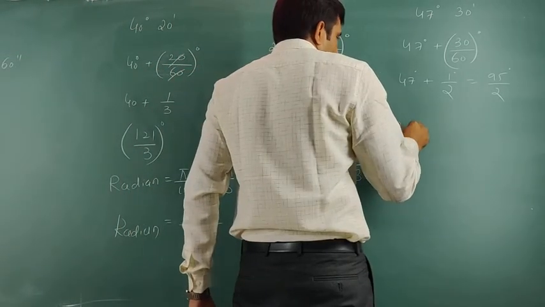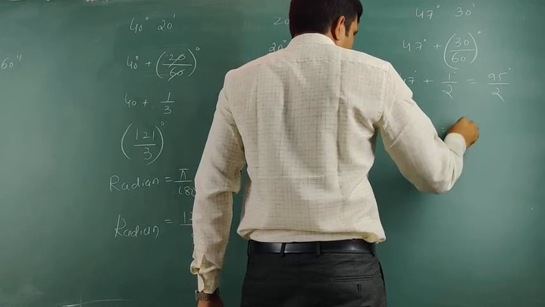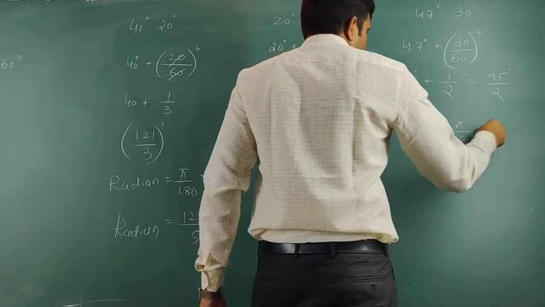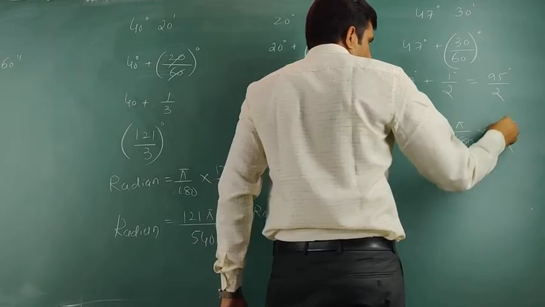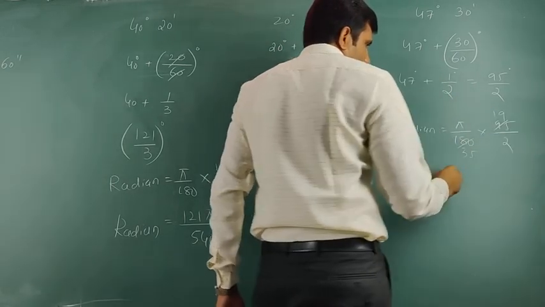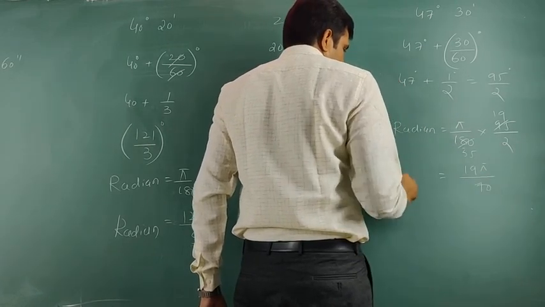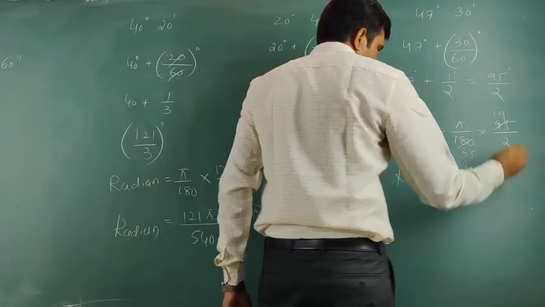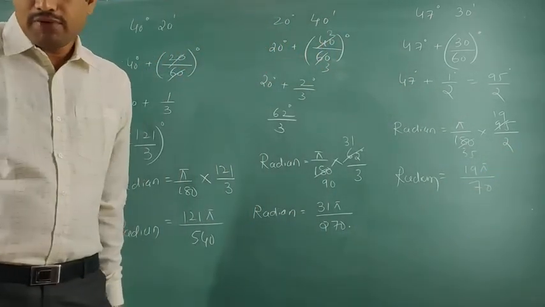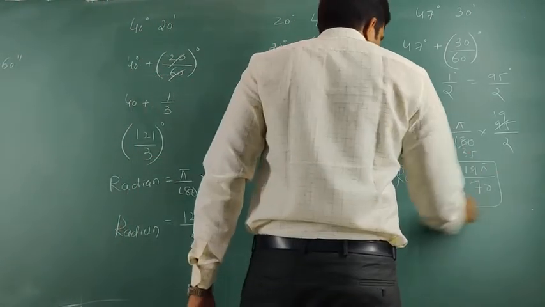So then what is radian? Radian is pi by 180 into 95 by 2. Now 5 1s are 5, 5 9s are 45, so therefore it is 19 pi divided by 72. Is it clear, friends? Everybody got the answer? The answer is 19 pi by 72.